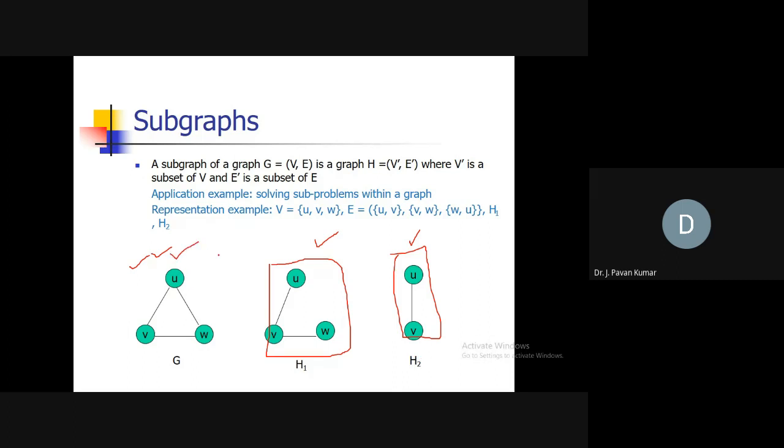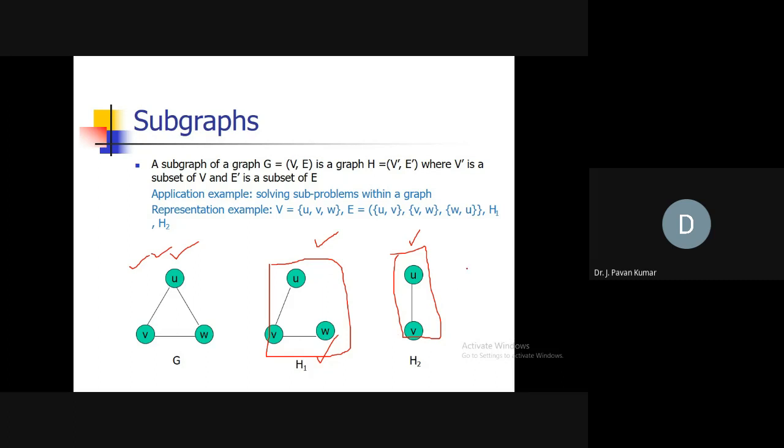So we can consider H2 is also a subgraph of G. Now the question is whether H2 is a subgraph of H1. Yes. Why? Because U and V are present in this H1 as well, and from U to V there is an edge. Here also we have an edge. So H2 is a subgraph of H1.